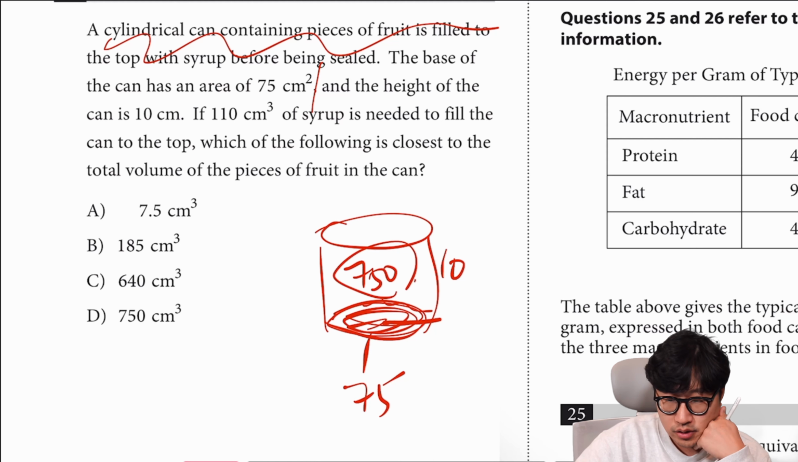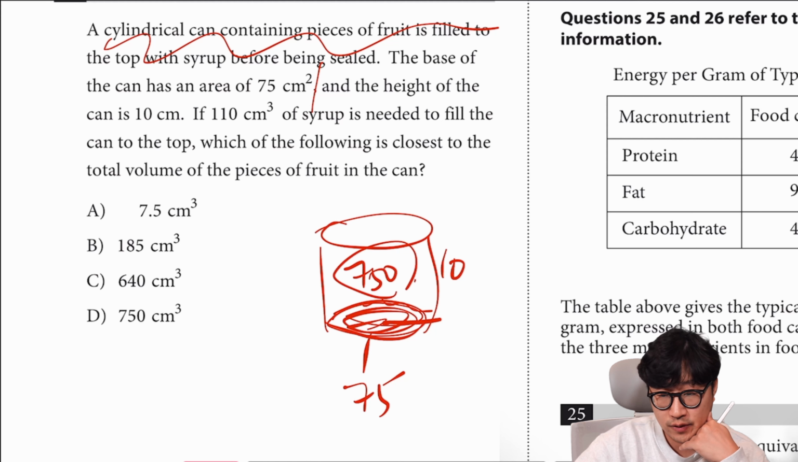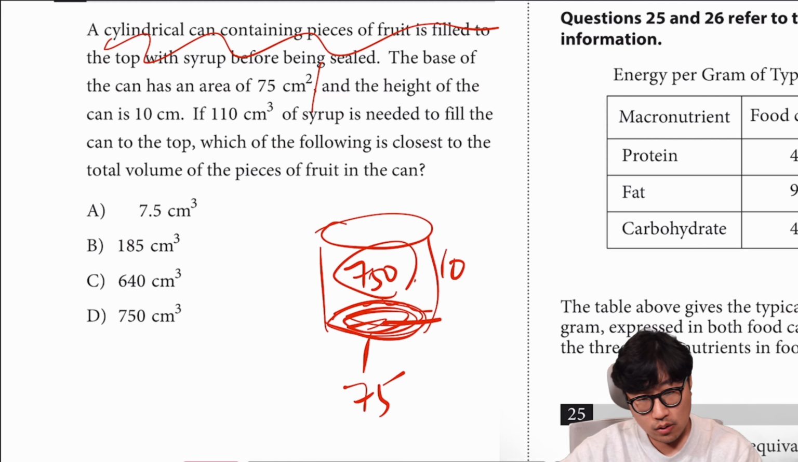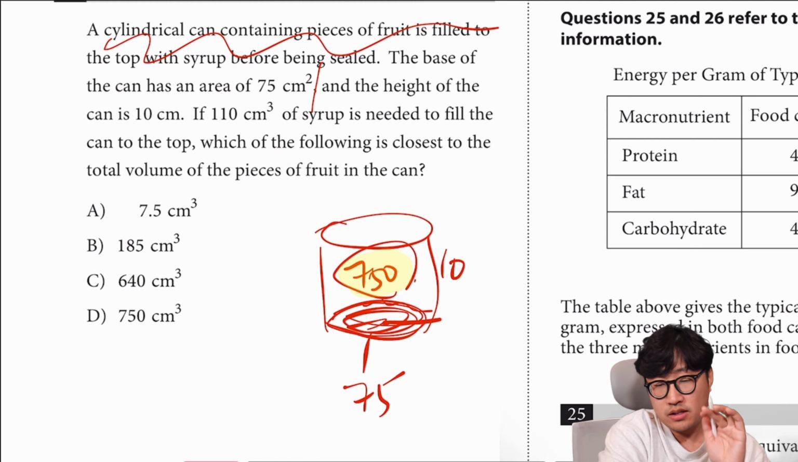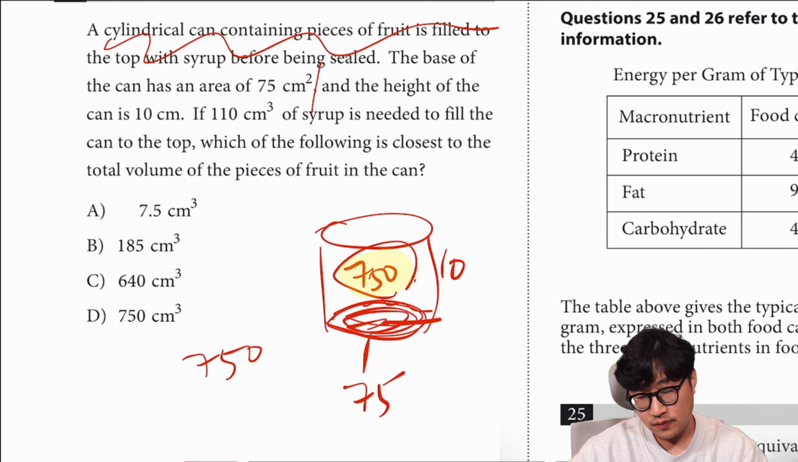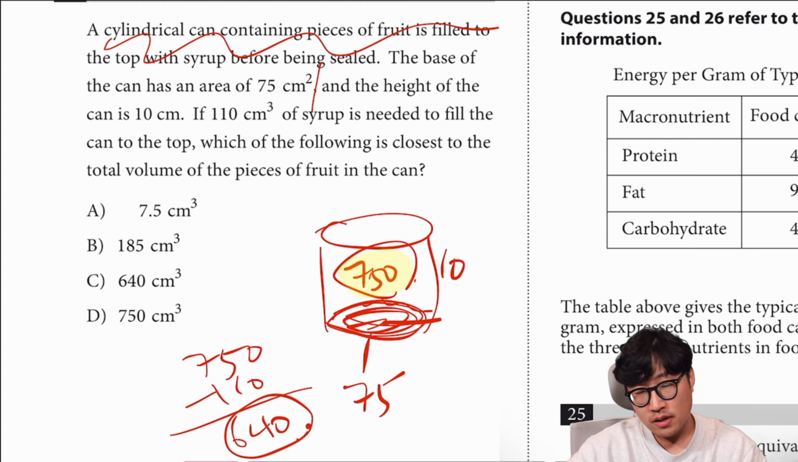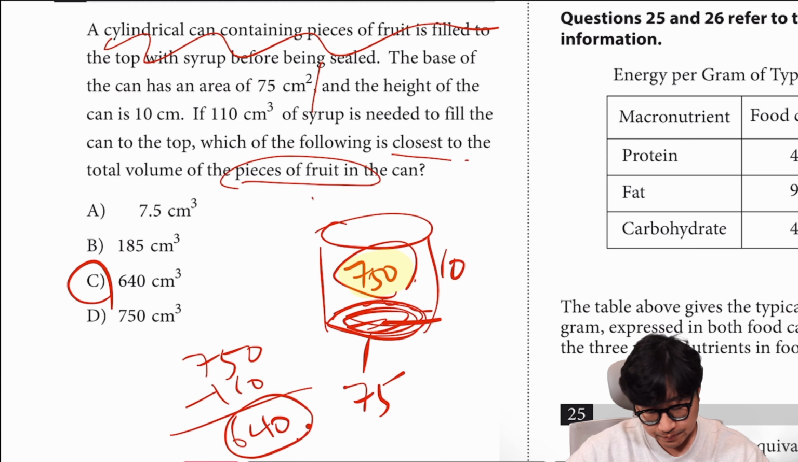If 110 cubic centimeters of syrup is needed to fill the can to the top, which of the following is closest to the total volume of pieces of fruit in the can? Out of the grand total 750 that's going to fit in this can, because that's the volume of the can, some of it is going to be syrup. So you just got to subtract that, right? 750, subtract off that 110, and the 640 is the remaining volume that can be filled with the pieces of fruit, right? So that'll be C, 640.